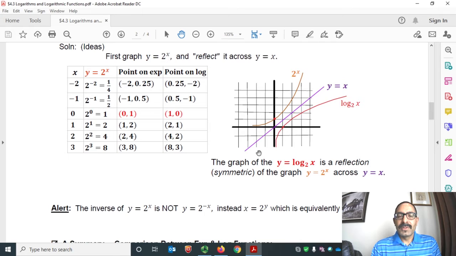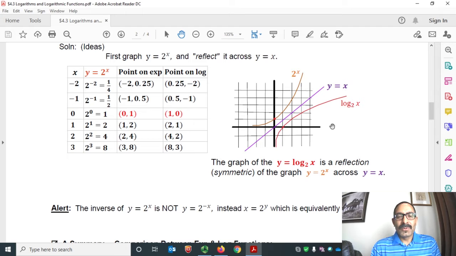Yep. So this is the diagonal line, and this is the graph of 2 to the power x. We graphed these functions in our previous sections also, and now we are reflecting this graph of the exponential function across the line y equals x. Then this is the graph of the logarithmic function with base 2. Great. I hope this makes sense to you all.